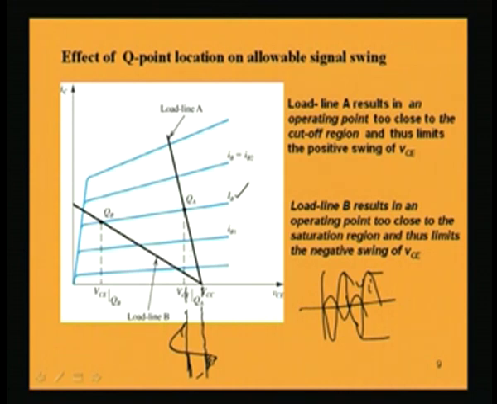So, if the operating point is closer to the cutoff region, then we see that one portion of the positive swing is cut off. We will be getting an output which will be clipping off one portion in the positive cycle.